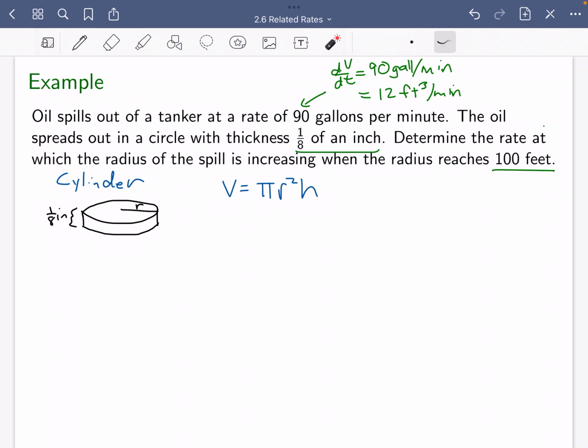We can't quite just plug in 1/8 because this is in inches, but our volume we have in cubic feet. We're going to think about radius in feet. So we need to rewrite this thickness in terms of feet as well. So that value of h is 1/8 inch. In feet, that would be 1/96 of a foot. So our volume is pi over 96 times the radius squared.